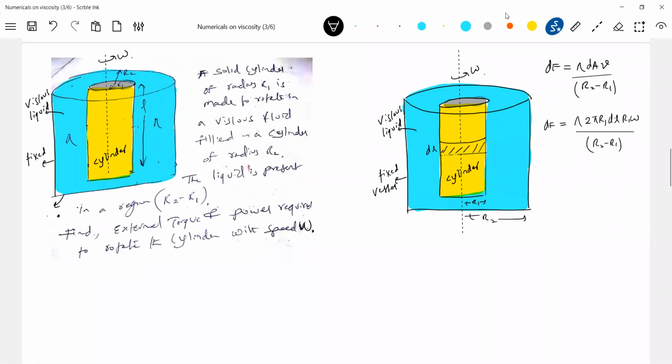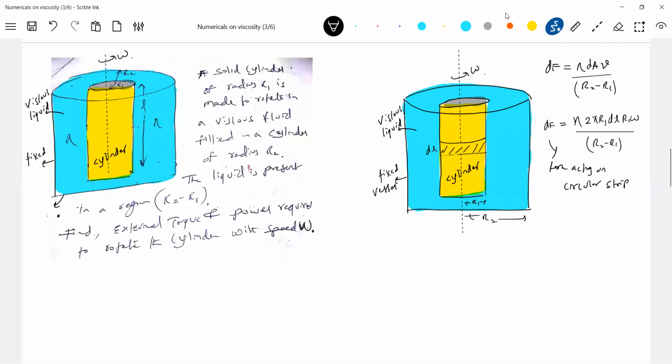We'll agree. Just look, there are so many symbols. dA is what? Area. What is area? 2 pi R1 into dl. Okay, this is the force acting on the element, the force acting on the circular strip. What is the circular strip? This one.